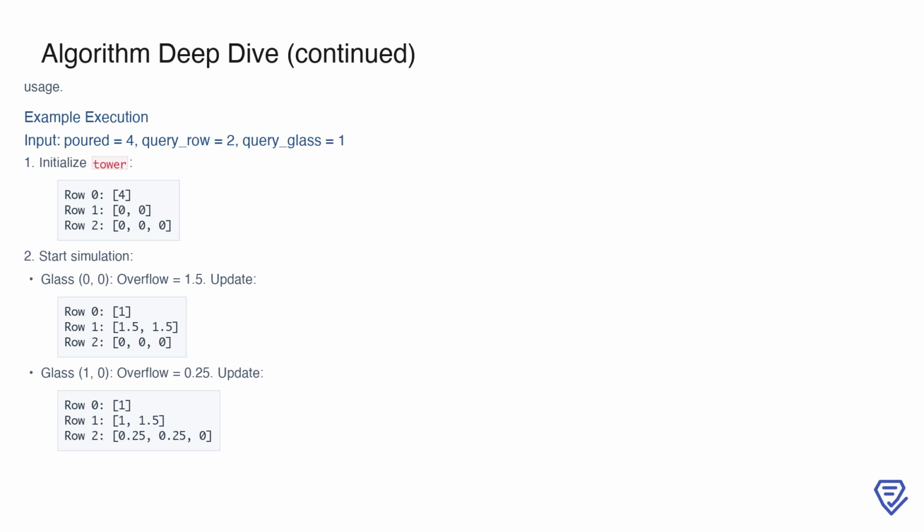We first initialize the tower with all glasses set to 0. After pouring, the topmost glass holds all 4 units. Since its capacity is just 1 unit, it overflows by 3 units, which are split evenly between the two glasses below. This updates the second row to hold 1.5 units in each glass.